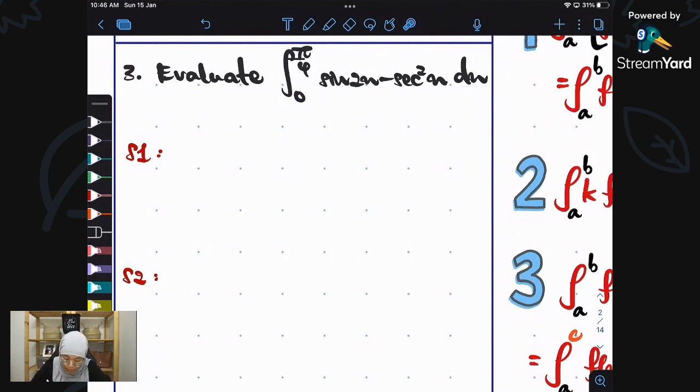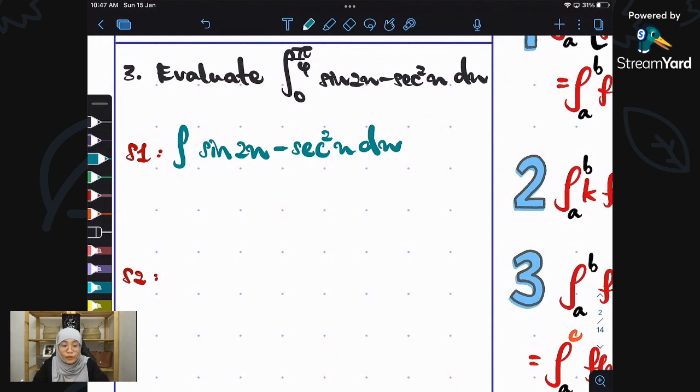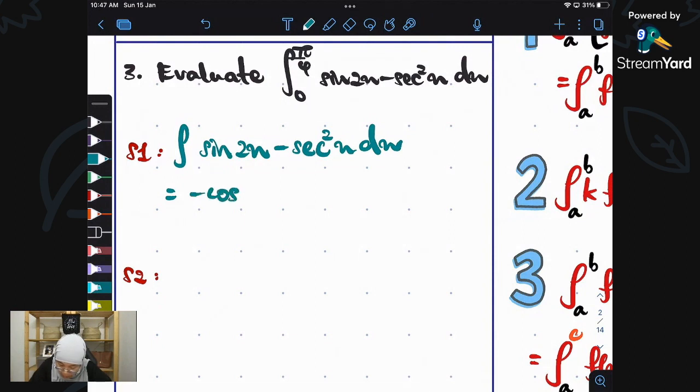So now the first step is to solve the indefinite integral. So we write down the integral without the limit, okay? And then we integrate it. We will get negative cos 2x over 2 minus tangent x plus c, right?